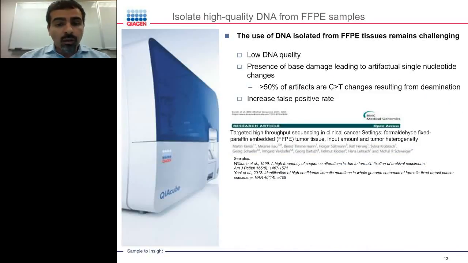Starting off with DNA from challenging samples, just to give you an example, FFPE samples: we know that the use of DNA isolated from FFPE tissues remains a major challenge. Why? Because the quality of DNA is very low from FFPE samples. There's a lot of base damage because of the preservation process, and this ends up with an increased rate of false positives. There are many papers out there that have described these artifacts and these challenges.